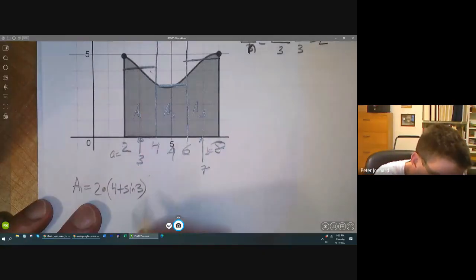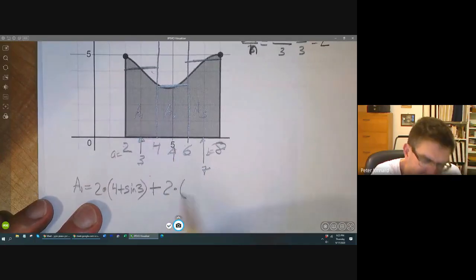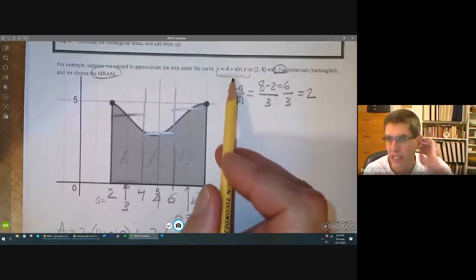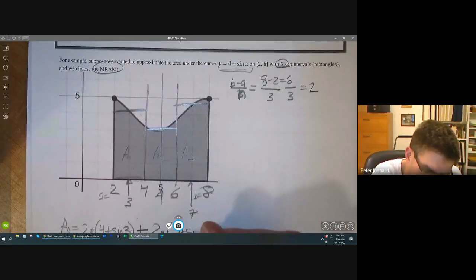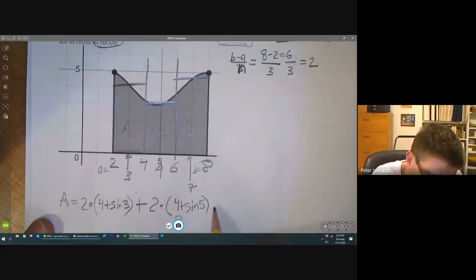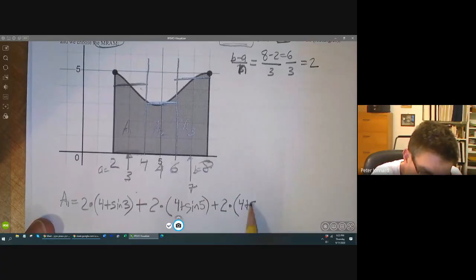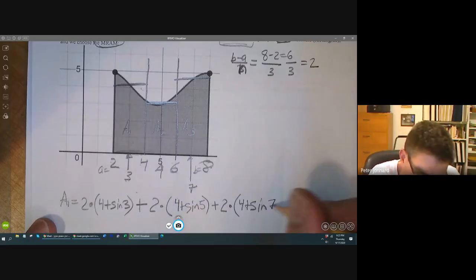Okay. And then the next rectangle is 2 units wide, and I'm going to evaluate that function at 5. So that would be 4 plus the sine of 5. And then the last rectangle would be 2 units wide times 4 plus the sine of, in this case, the midpoint is at 7, the sine of 7.